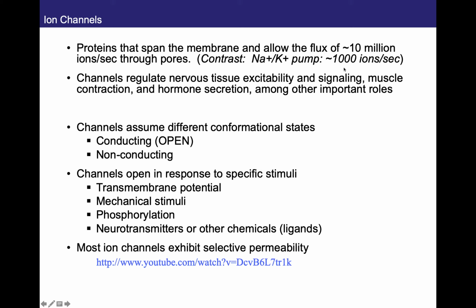Now, what's really important and why we're going into detail about ion channels is that it's very important in excitability of cells. And when we're talking about excitable cells, we're going to be talking about neurons. And then for exam 2, we're going to be talking about muscle. So a lot of people may not realize that muscle are excitable cells as well. They actually have action potentials. Okay? So they regulate nervous tissue, muscle contraction, hormone secretion, and other important roles.